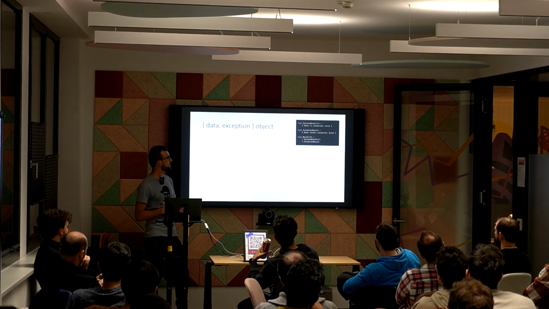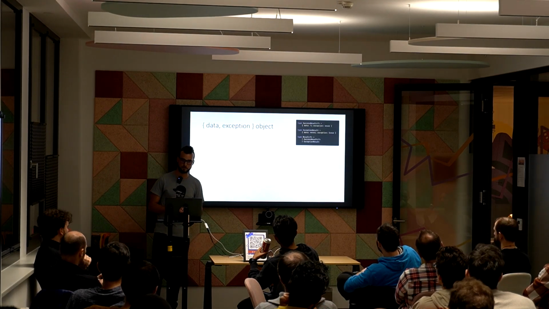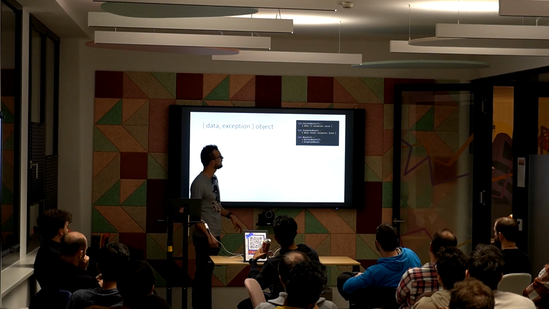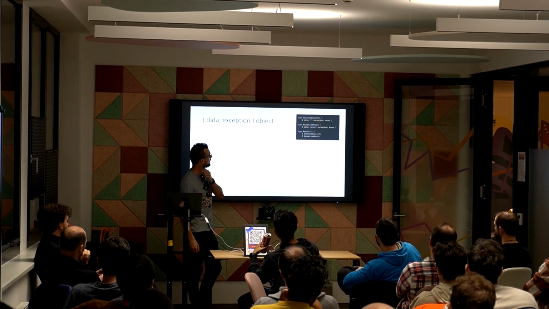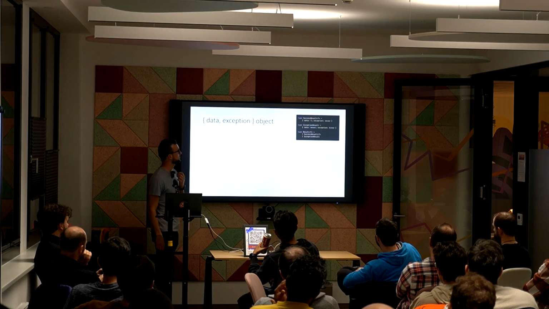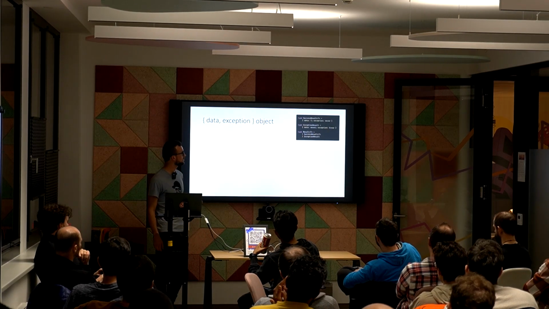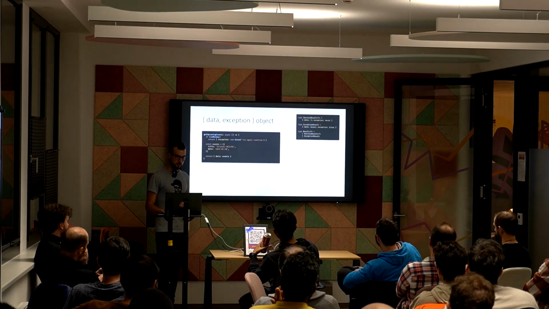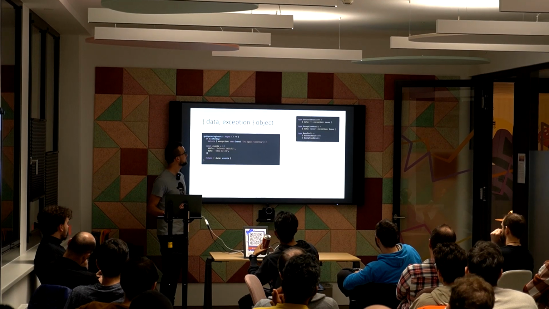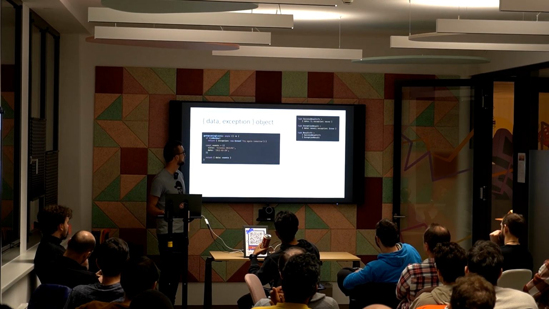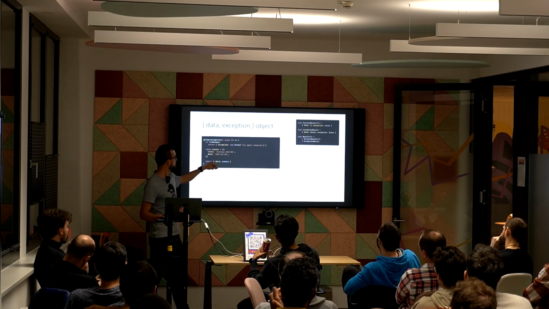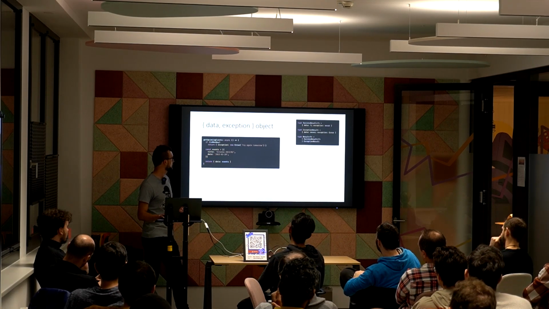There's also a similar approach. It is a data exception object. It looks similar. Instead of a tuple, we return an object with either a data attribute or an exception attribute. In this case, we don't have to use as const. We don't have to return undefined. We just write exception in the exception case, or data if it was successful.